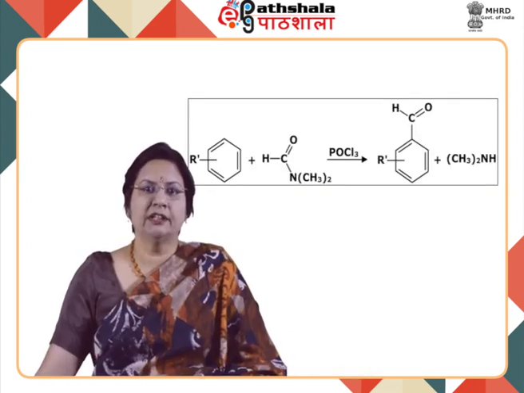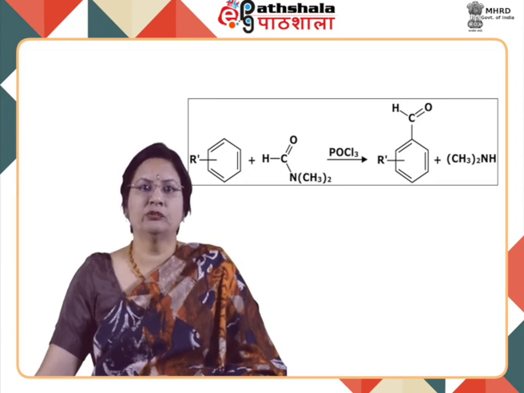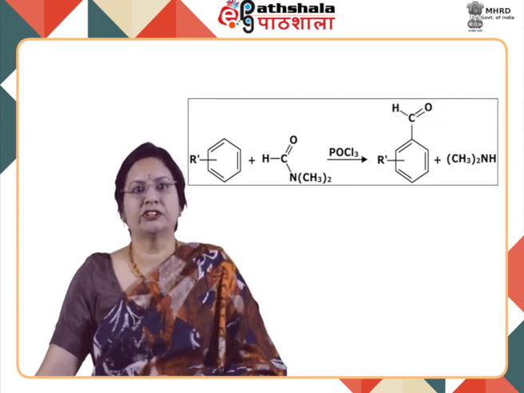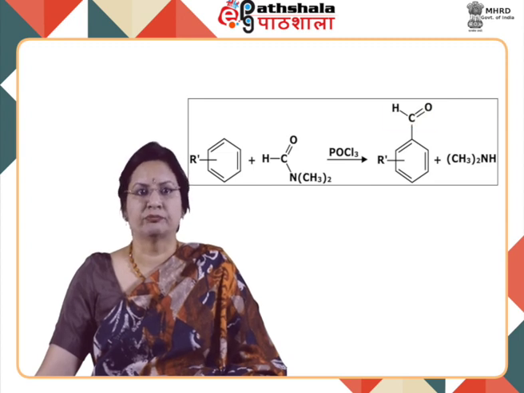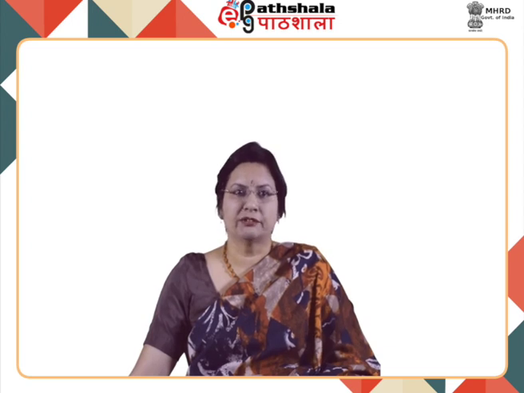As you can see in this general reaction, you have an aromatic substrate, and when it is reacted with N,N-dimethyl formamide in the presence of POCl3, this also leads to formylation, that is introduction of the CHO group. The Vilsmeier complexes employed in formylation reactions are usually derived from an N,N-dimethyl substituted amide and POCl3.